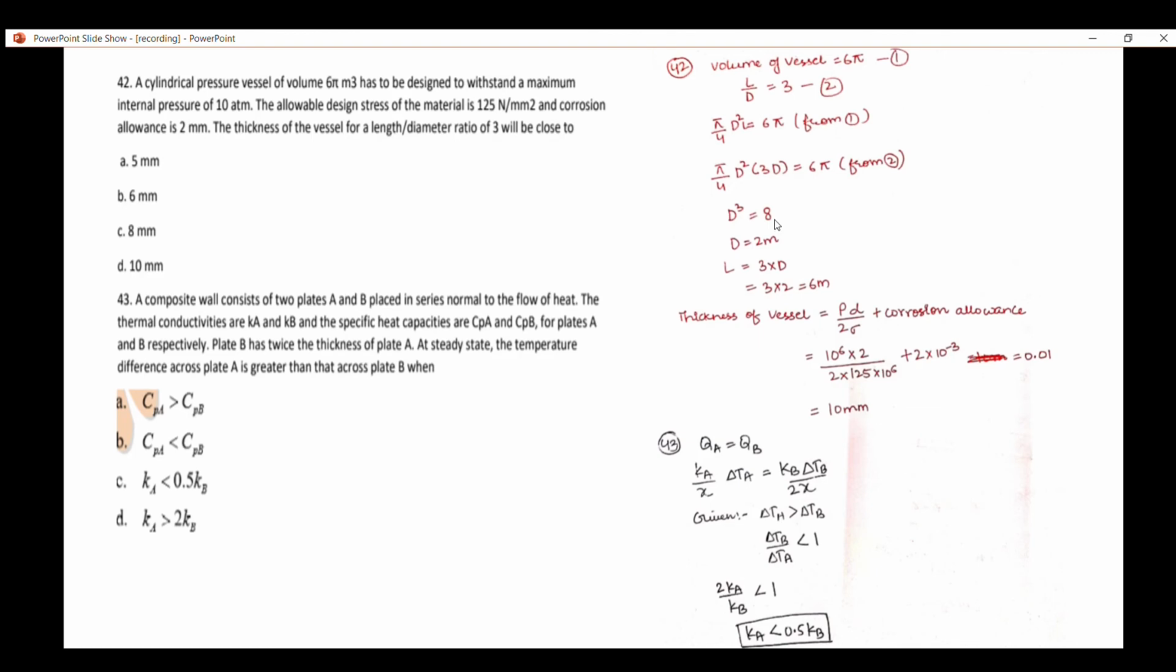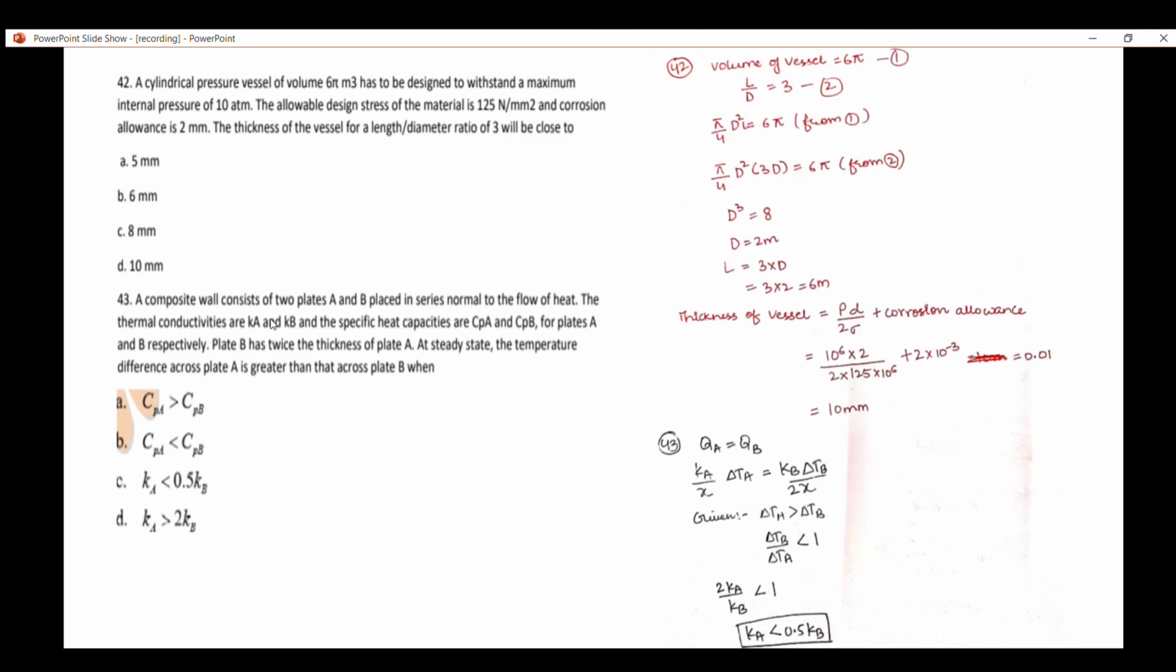So if we know the value of d, we can easily find the value of L, which is 6 meters, and the thickness of the vessel is given by this relation. P is the pressure, D is the diameter, and sigma is the allowable design stress. So we convert everything to SI units, and on doing that we get the thickness of the vessel as 0.01 meters, which is 10 mm.